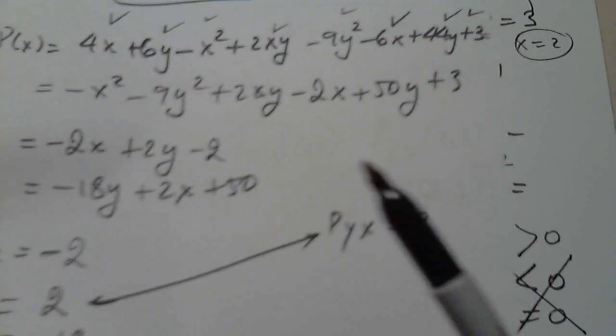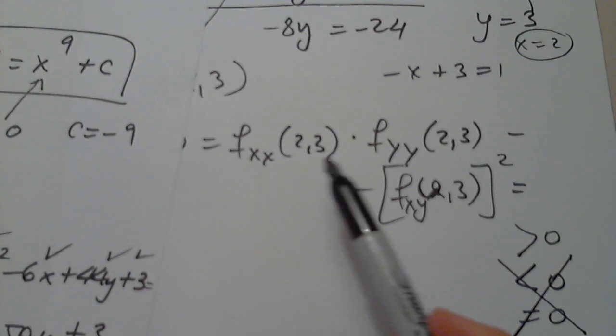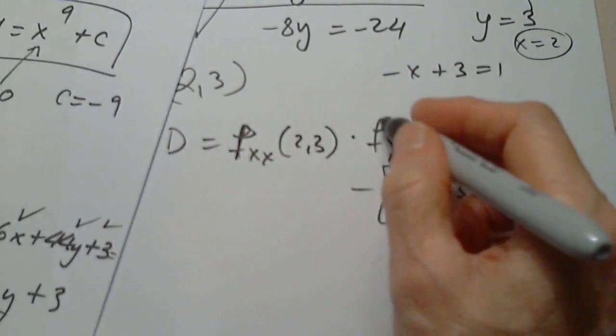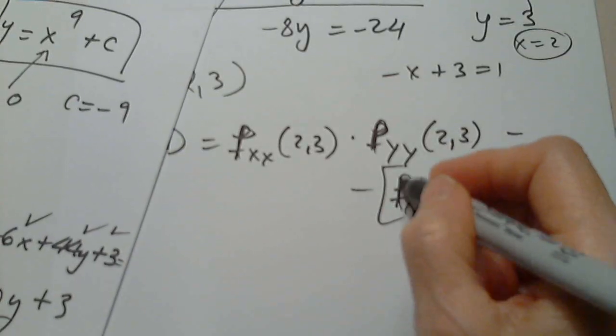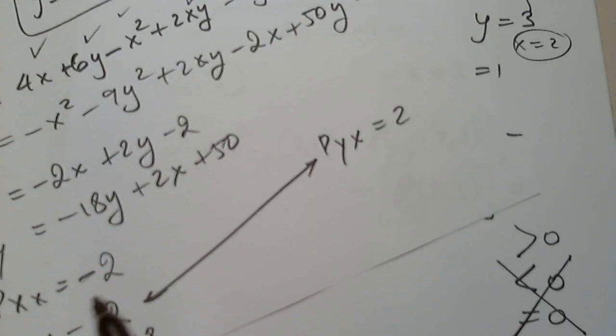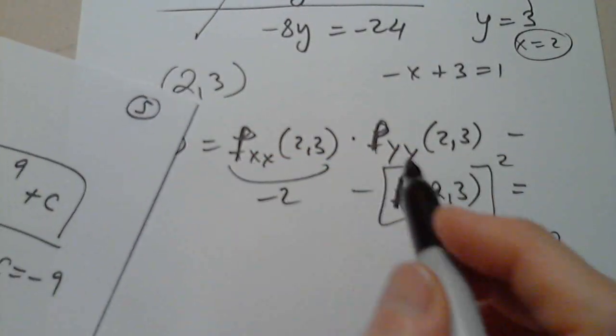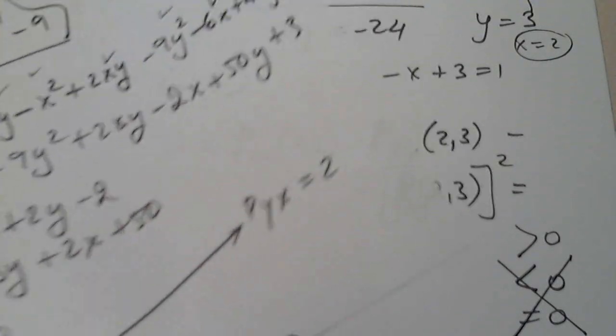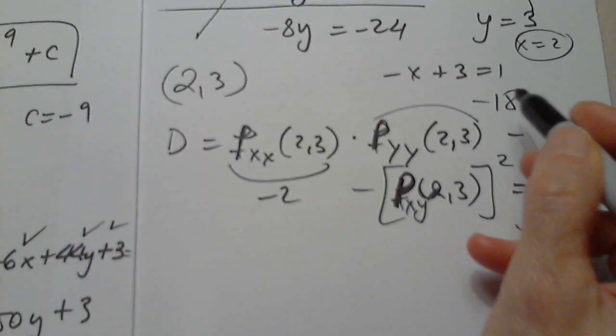So now, p_x, I'm sorry, I put f, but you know I mean p. Our function is called p. So I cannot even plug in (-2, 3) because this is already a number, nothing else. p_yy is -18. I cannot plug it in. I should have, but I cannot.